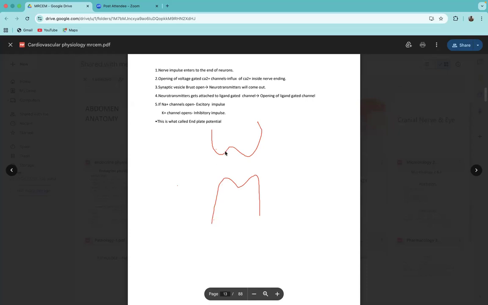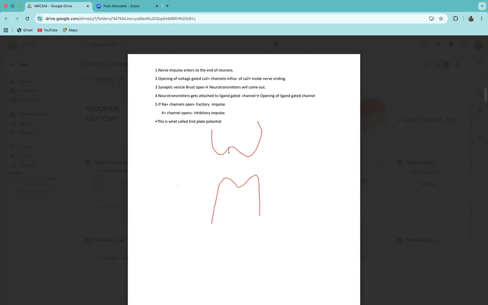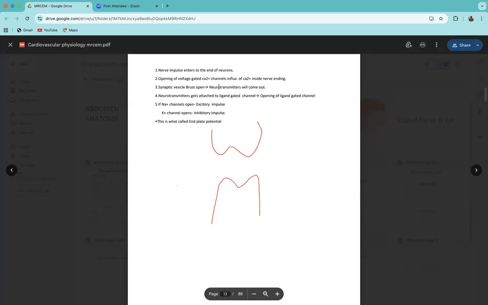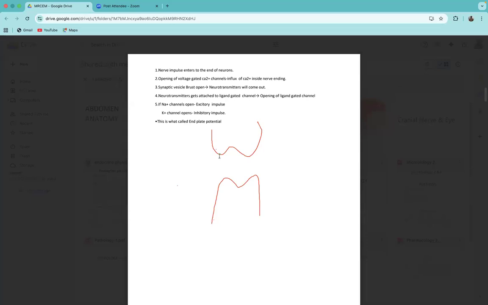So the voltage gated calcium channel occurs in this part of the synaptic cleft, or this part of the neuron, and causes influx of calcium inside the nerve ending. So there will be an opening of the voltage gated calcium channel, and calcium will move inwards. When there is influx of calcium, the neurotransmitter vesicle will burst open, and the neurotransmitter will come out.